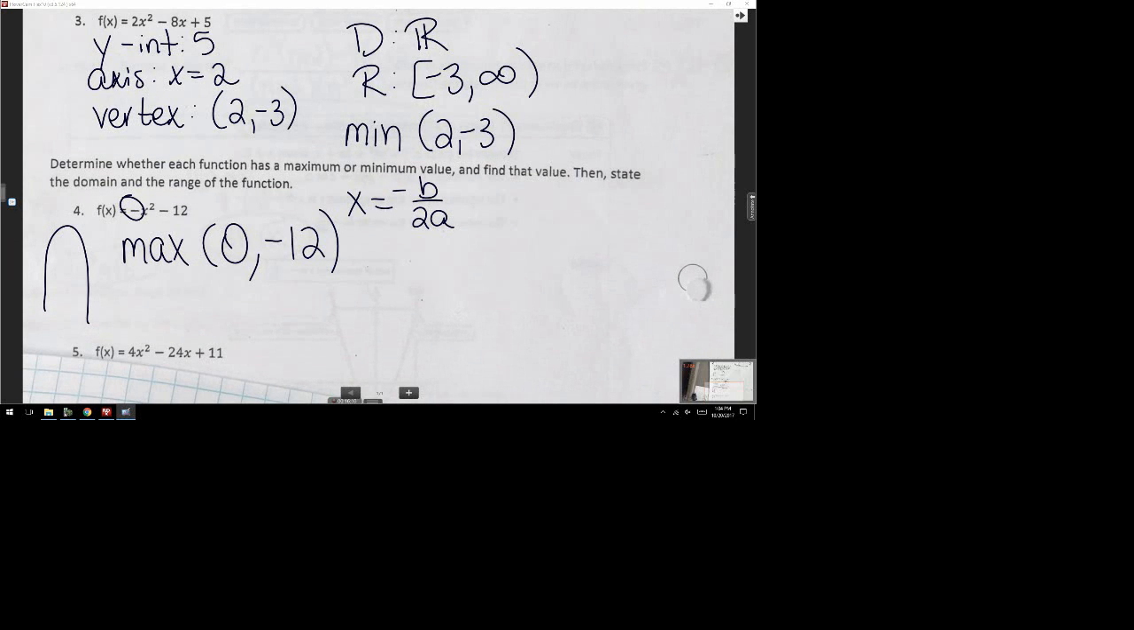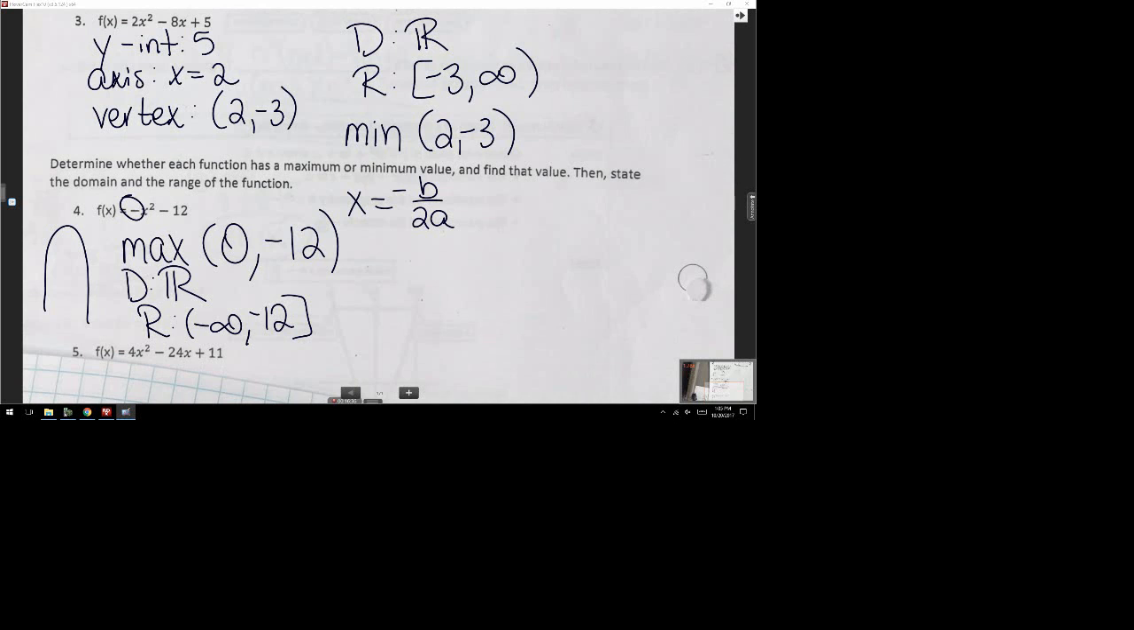What else did it say? Domain and range. All you need is this kind of picture and this. So what is your domain? Every time. And your range? Negative infinity to negative 12, right? Y'all okay? We'll fix it then.